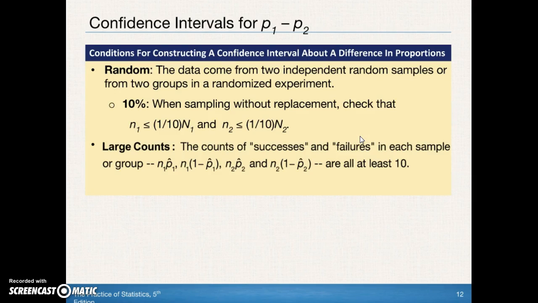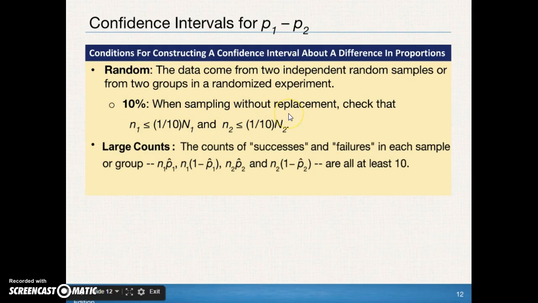So what are the conditions? The conditions again are the same, but this time you have to do them for each of the populations or each of the samples. So random again comes up, but this time you want them to be two independent random samples from two groups. Again, or if you're doing an experiment, you want to make sure that you've randomized them.